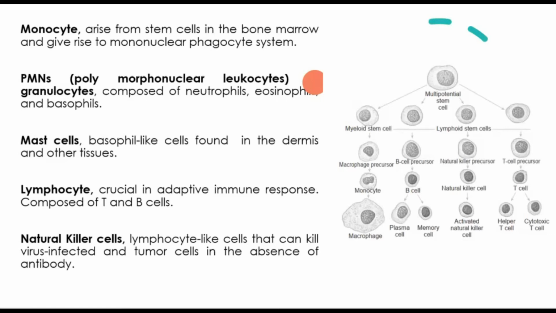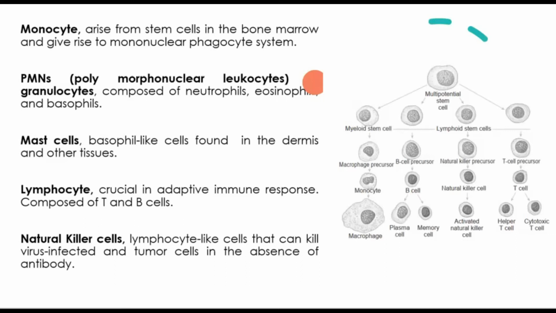Moving on to monocytes, they arise from the bone marrow and give rise to the mononuclear phagocyte system. PMNs or the polymorphonuclear leukocytes are composed of neutrophils, eosinophils, and basophils. These are types of white blood cells. Mast cells are basophil-like cells found in the dermis and other tissues. Lymphocytes are crucial in the adaptive immune response and are composed of T and B cells.